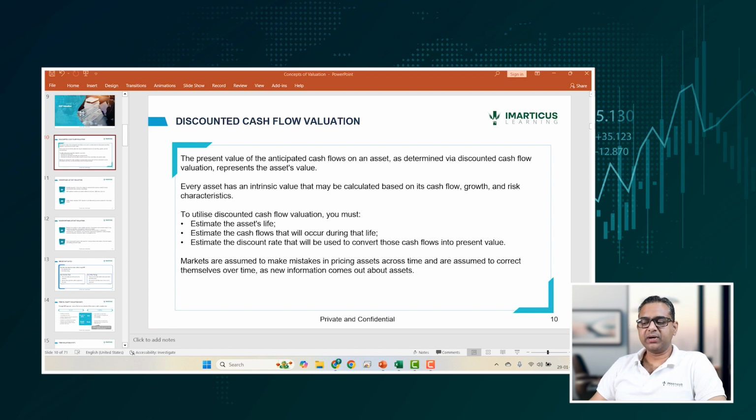Markets are assumed to make mistakes in pricing assets across time and are assumed to correct themselves over time. So there would always be some set of companies which are in a bubble phase, valued in the market more than they should be, and some companies which are not the flavor currently, which are not looked at, trading at a discount to what they should be. So there would be mispricing, and that is what we can exploit by doing our valuation, trying to get a better estimate than what the market price is showing, and accordingly trading in stocks and trying to generate alpha.